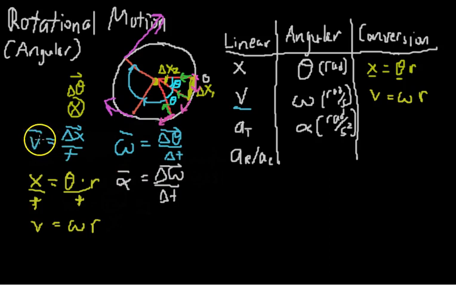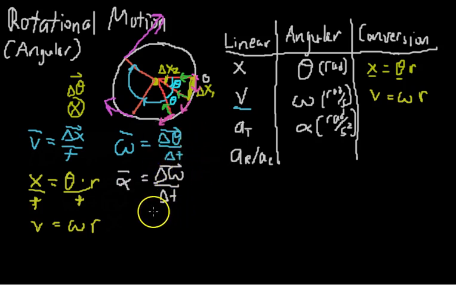So one thing that you'll notice is that they're all analogous, right? So for linear velocity, we had x over time. For angular velocity, we had theta over time. X and theta fulfill the same role. They tell us linear position, angular position. V tells us linear velocity. Omega tells us angular velocity. To find linear acceleration, we would do delta v over delta t. Angular acceleration, we do delta omega over delta t.